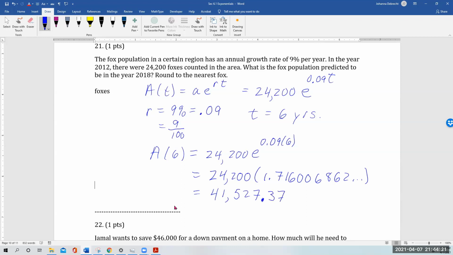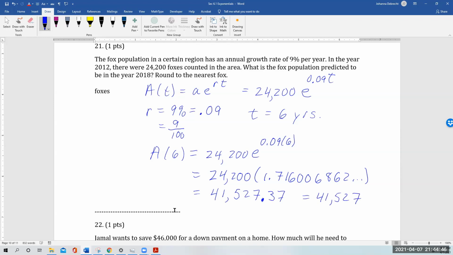So that would be 41,527. Now, can we really have 0.37 parts of a fox? No, we really cannot. So you really need to round this off. This is going to round up or round down. If we round down, I would rewrite this as 41,527.